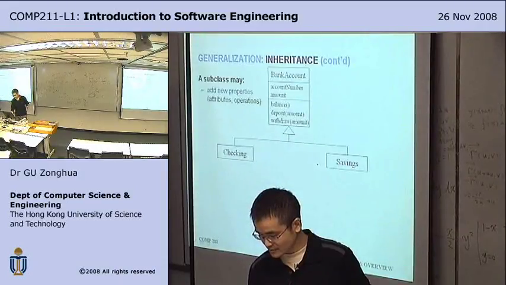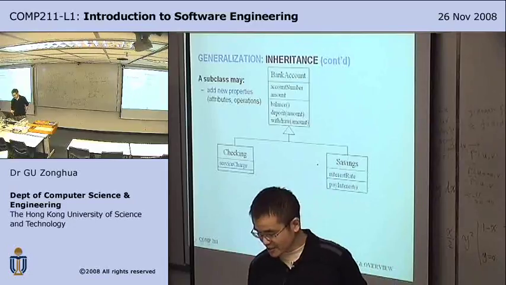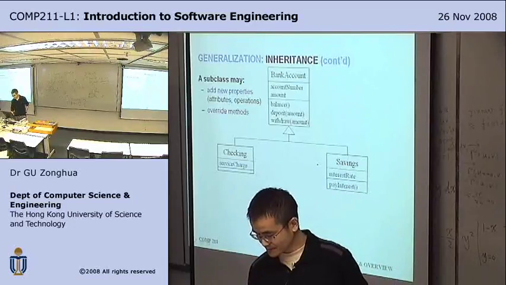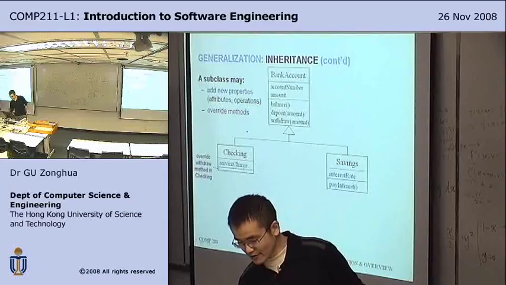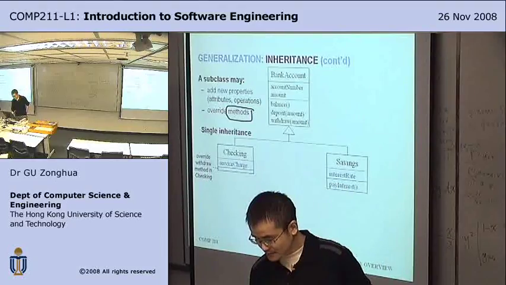So add new attributes and operations. These are two new attributes and one new operation. Override methods. Notice override methods. Operation signature cannot be changed. So that's single inheritance.